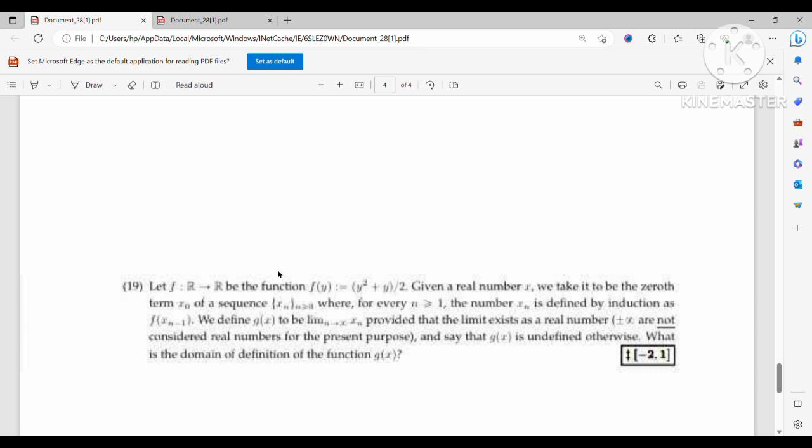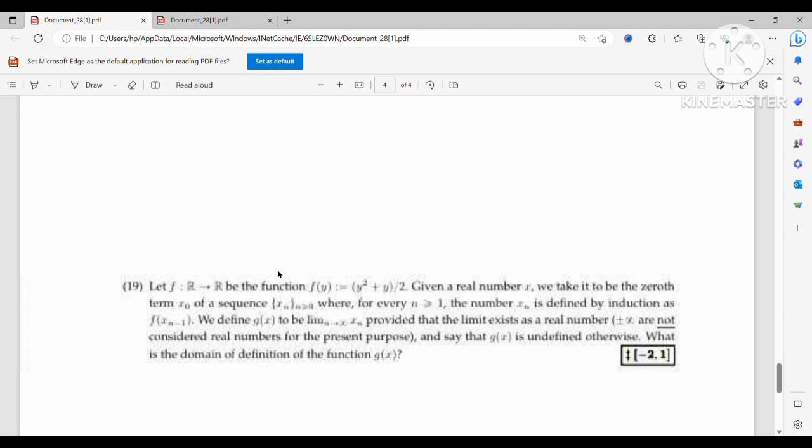So today I am going to discuss an interesting sequence problem of NBHM 2023. The question says that let f from R to R be a function such that f of y is basically equal to y square plus y divided by 2. Given a real number x, we take it to be the zeroth term x0 of the sequence xn, and xn is defined by the induction f of xn minus f of xn minus 1, and it is asked that for which real number x the sequence is convergent. Okay, this is the actual meaning of this question.